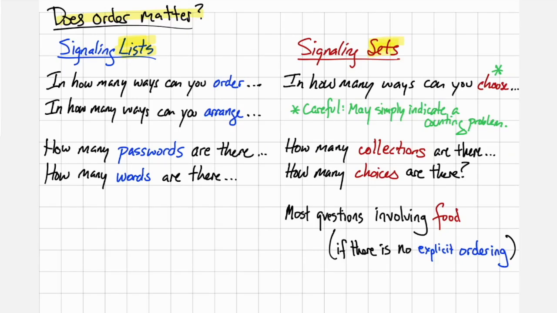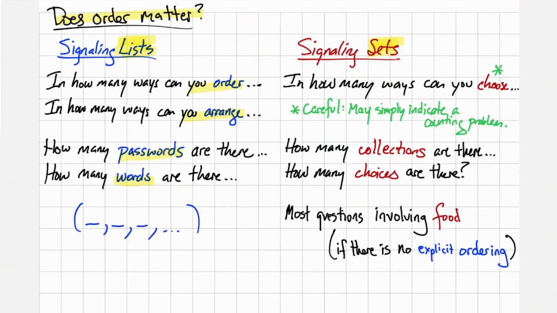You'll end up counting things like lists when you see questions like, in how many ways can you order some collection of things? Or in how many ways can you arrange some collection of things? Also, when you see questions asking about passwords or words, those can be thought of as lists of characters.